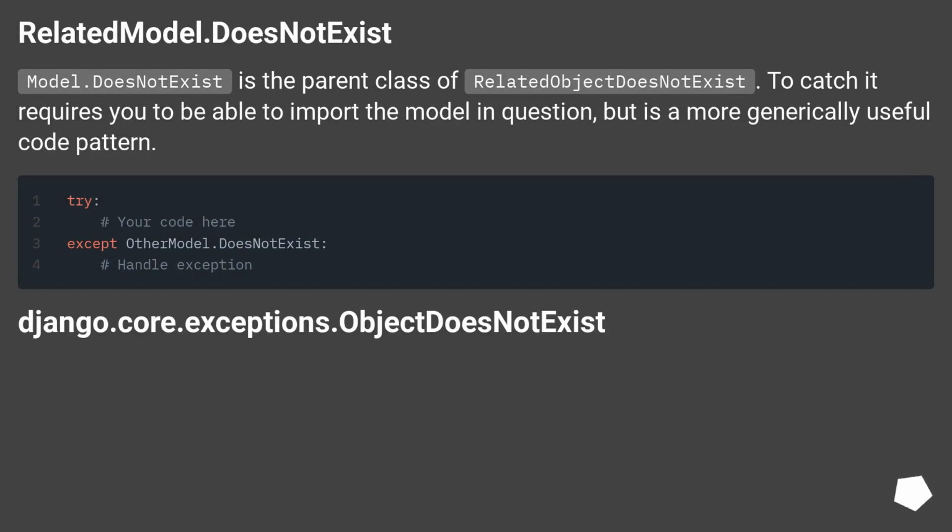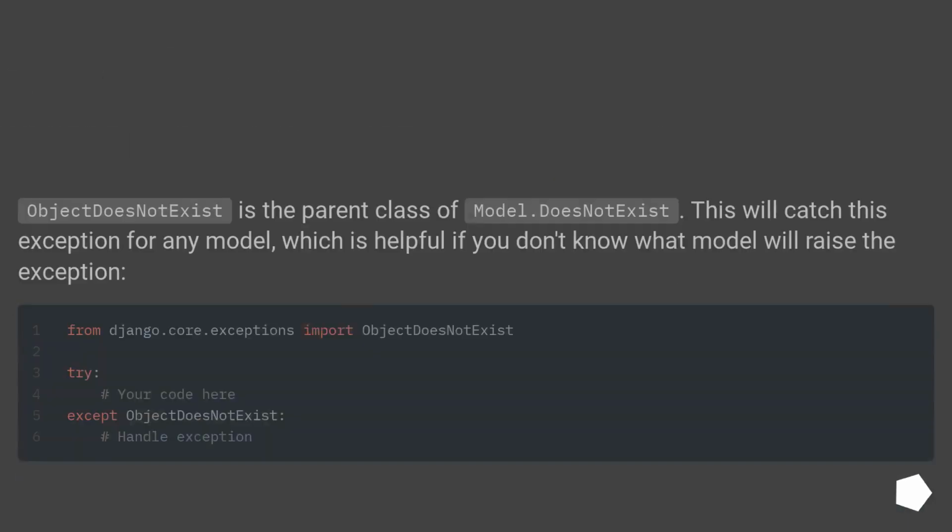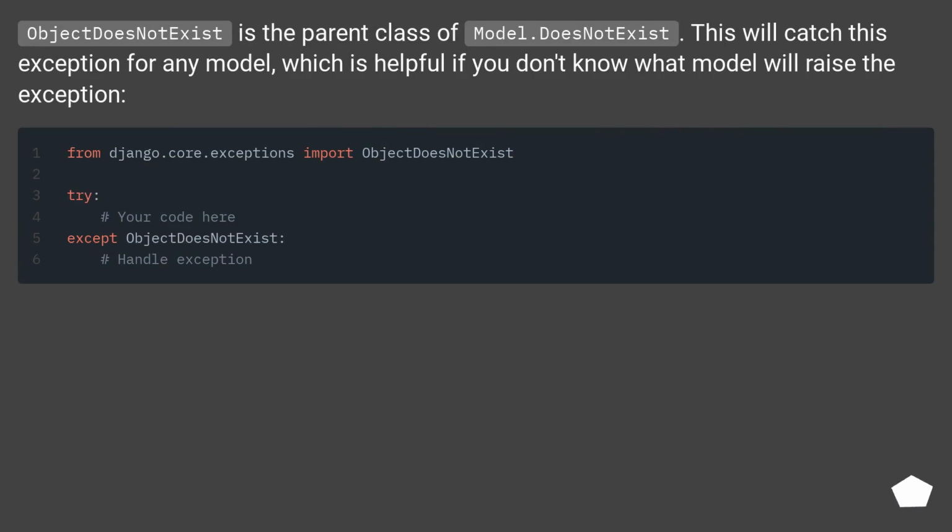To catch it requires you to be able to import the model in question, but is a more generically useful code pattern. django.core.exceptions.ObjectDoesNotExist. ObjectDoesNotExist is the parent class of Model.DoesNotExist. This will catch this exception for any model, which is helpful if you don't know what model will raise the exception.